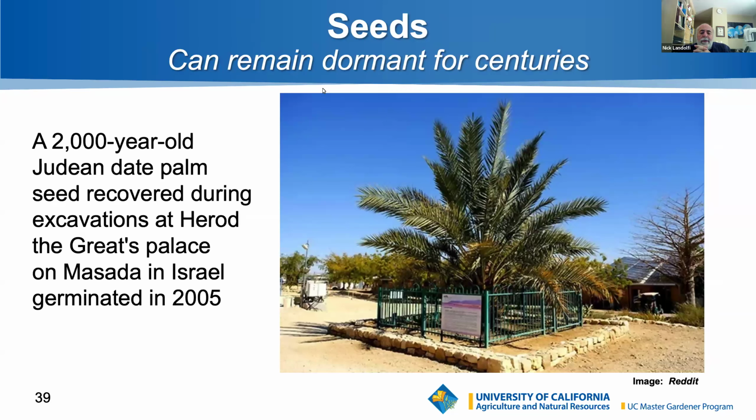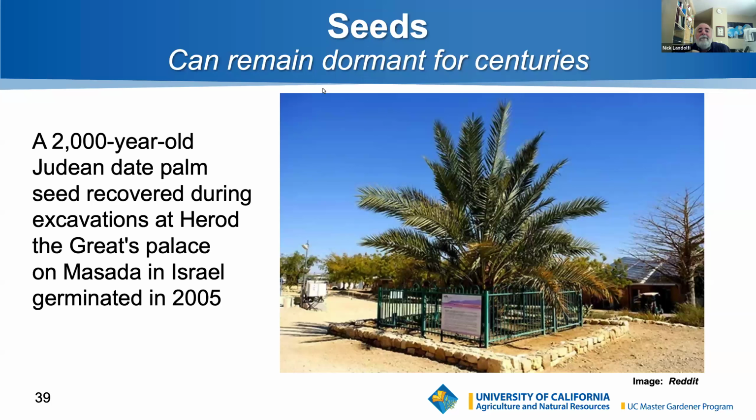There are documented examples of seeds remaining viable for extraordinary periods of time. A 2,000-year-old Judean date palm seed recovered during excavation at Herod the Great's palace on Masada in Israel germinated in 2005. This tree had been considered extinct since about 500 CE, or AD if you prefer that nomenclature.